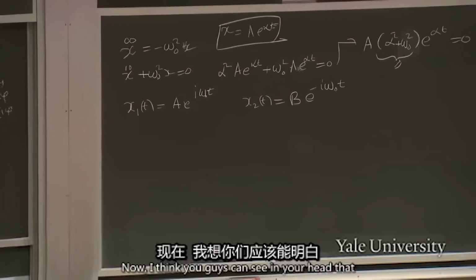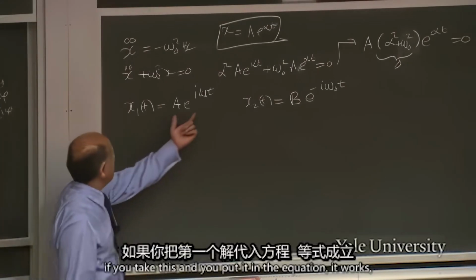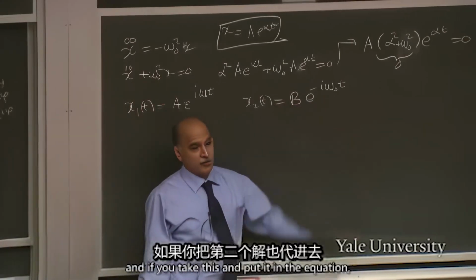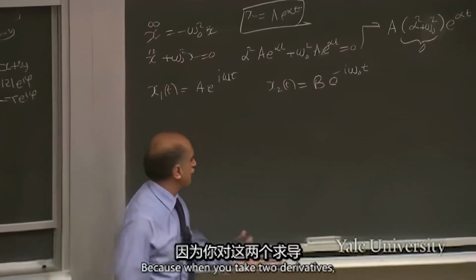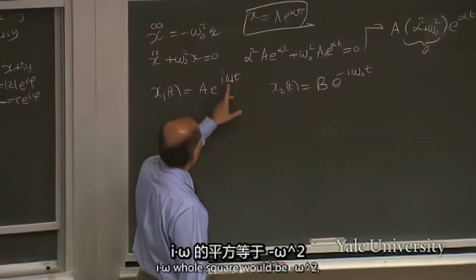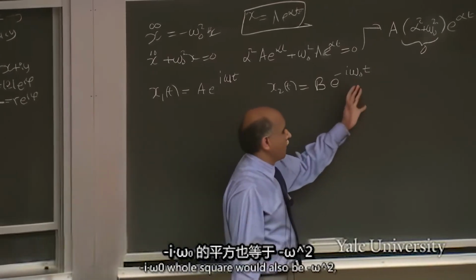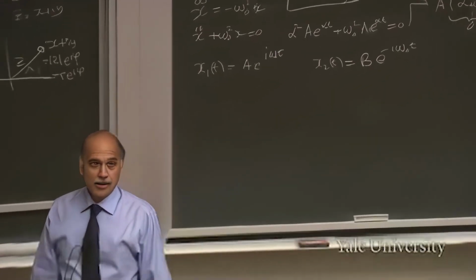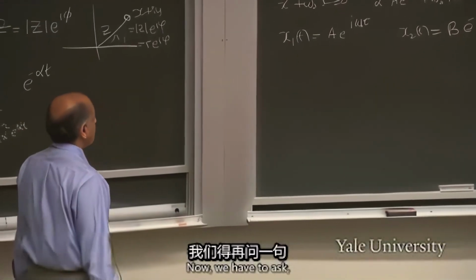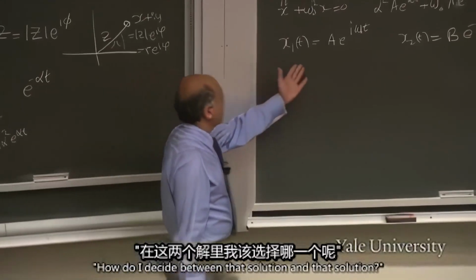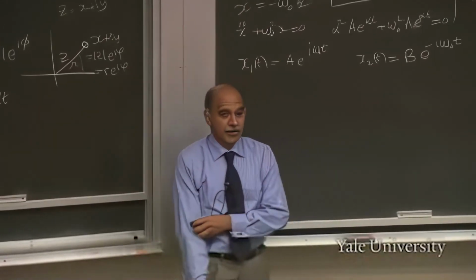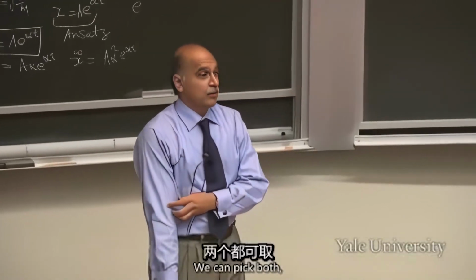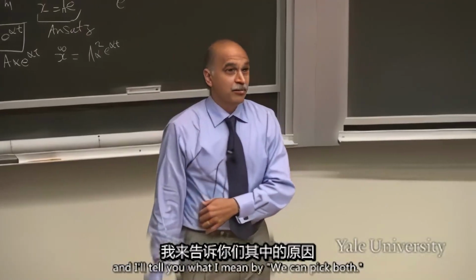Now I think you guys can see in your head that if you take this and you put it in the equation, it works. And if you take this and put it in the equation, that also works. Because when you take two derivatives, (i omega 0) whole squared will be minus omega 0 squared, minus i omega 0 whole squared will also be minus omega 0 squared, so both will work. Now we have to ask, how do I decide between that solution and that solution? It turns out that we don't have to pick. We can pick both. And I'll tell you what I mean by we can pick both.